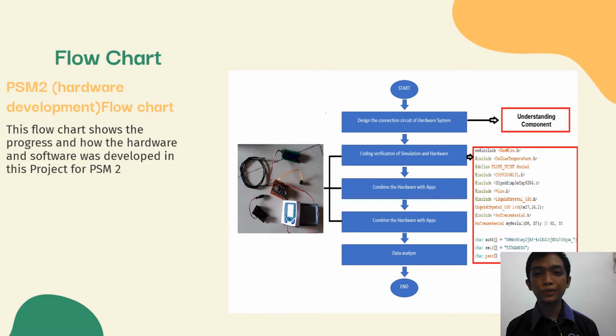This part will show the flowchart of my PSM2. This flowchart contains the hardware development. First, we start by designing the connection circuit of the hardware system. There is the understanding of the components. Then, we continue with coding verification of the simulation and hardware. The simulation for verification of the coding I'm using is Arduino IDE. Then the next step is to combine the hardware with the app. The ESP8266 is connected to the Blynk application using the auth token given in the Blynk application. After all these steps are done, the data is analyzed.